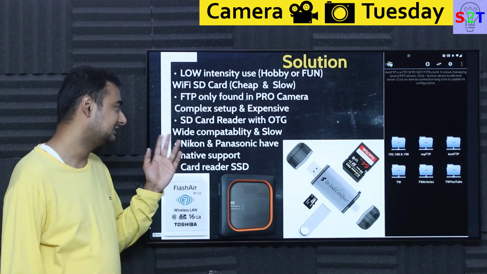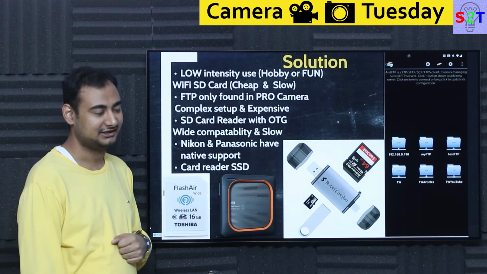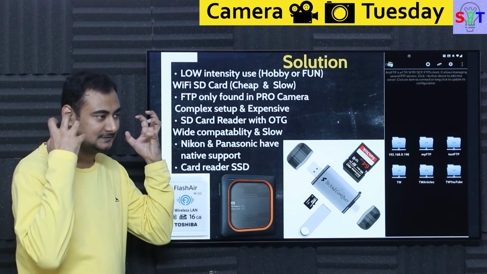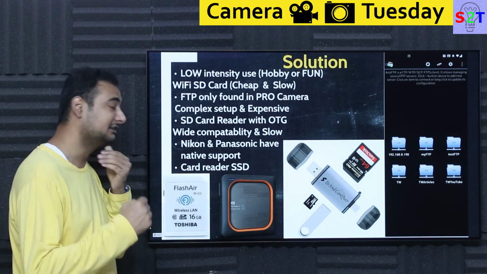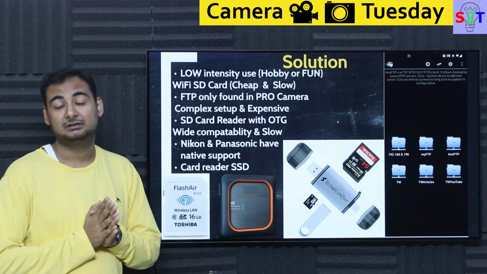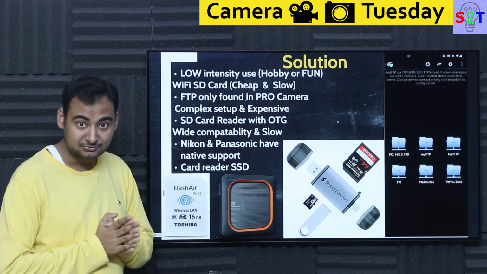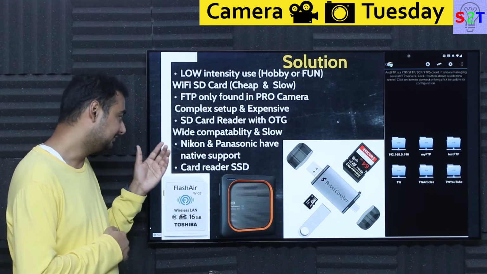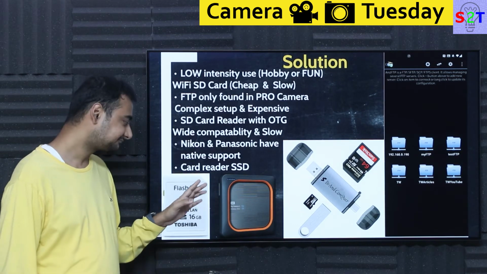Or you can just buy Canon and Sony, because both of them directly support RAW files in the main app. Or if you travel a lot and you want a rugged option, because mobile phones are not that rugged, you can buy what we call card reader SSDs.